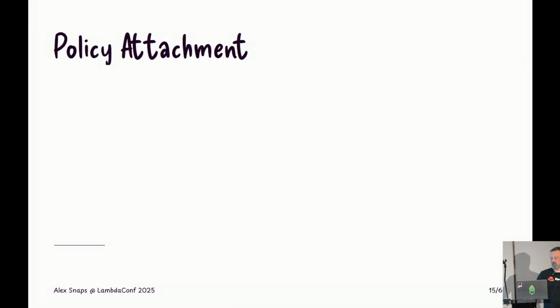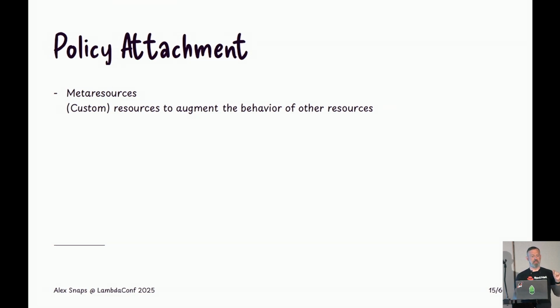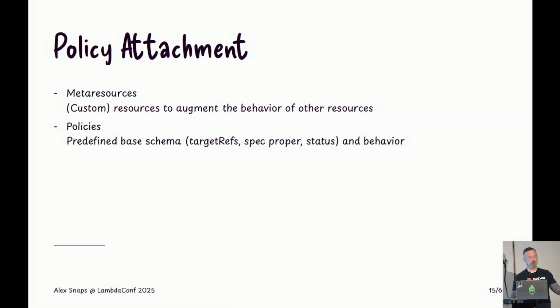So what I just talked about before, in order to extend the behavior of certain of those objects, there is a GEP, a Gateway API enhancement proposal, to introduce what's called policy attachment. Policy attachment builds on the concept of meta resources. I don't know how many of you know about that concept, but fundamentally it's a custom resource that you use to augment the behavior of another resource. Policies in particular do this with a predefined base schema.